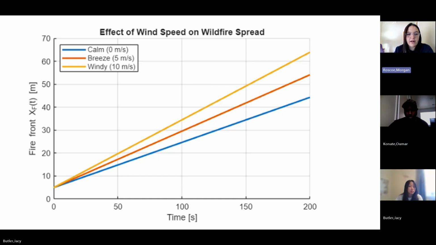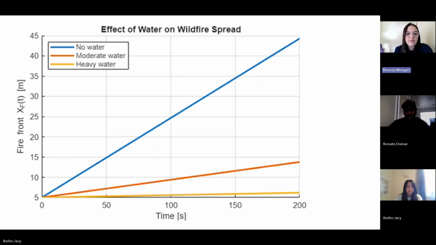The fastest spread of the fire occurred in windy conditions. Strong winds increase convective heat transfer, oxygen concentration, and flame tilt, and this allows flames to preheat fuel ahead of the fire front. This next graph shows how water applied to the fire slows the fire front movement, supporting reduced combustion rate via lowering temperature and limiting oxygen. The fire spreads the fastest when no water is added, and XF of T increases linearly.